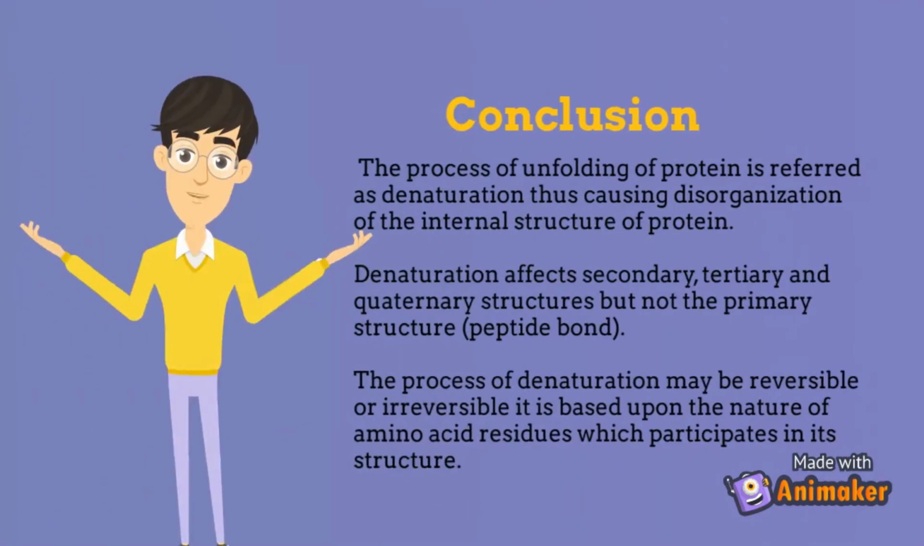As a conclusion, the process of unfolding of protein is referred to as denaturation, thus causing disorganization of the internal structure of protein. Denaturation affects secondary, tertiary, and quaternary structures, but not the primary structure, the peptide bond. In addition, the process of denaturation may be reversible or irreversible. It is based upon the nature of the amino acid residues which participate in its structure.